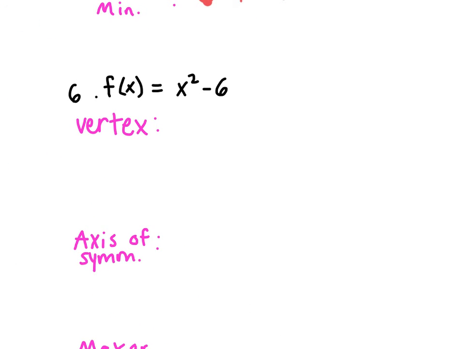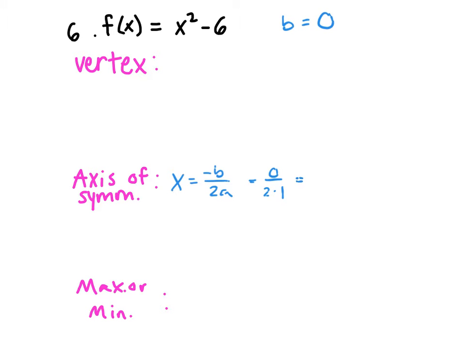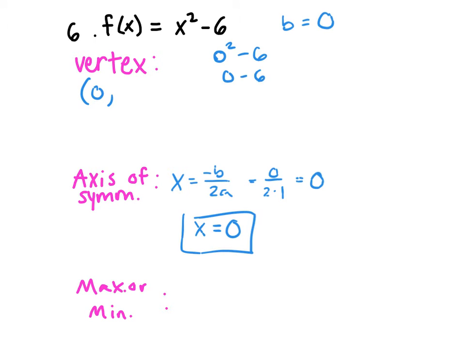Okay. Axis of symmetry, x is equal to negative b over 2a. What's our a? 1. And what's our b? 0. So we get 0 over 2 times 1, which is 0. So x is equal to 0. So what's the first number in our vertex? 0. How do we find the second number? Plug it in. So 0 squared, so we're plugging 0 in for x, minus 6. So 0 minus 6 is what? Negative 6. So our vertex is 0, negative 6.